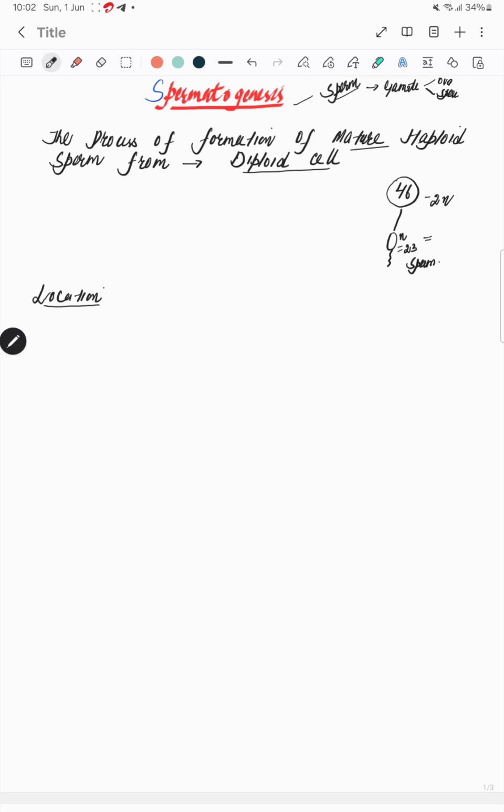Now, we will see the location where spermatogenesis occurs. What is the site for spermatogenesis? You know, we have testes, part of the male reproductive system, which contain seminiferous tubules. Testes have seminiferous tubules, and these seminiferous tubules are lined by cuboidal germinal epithelium.